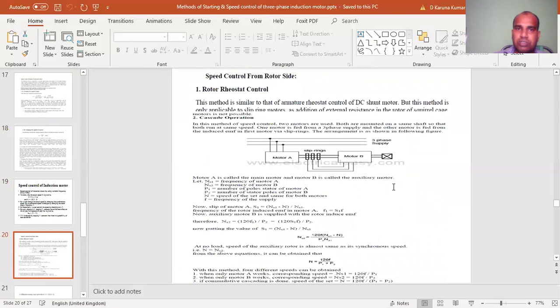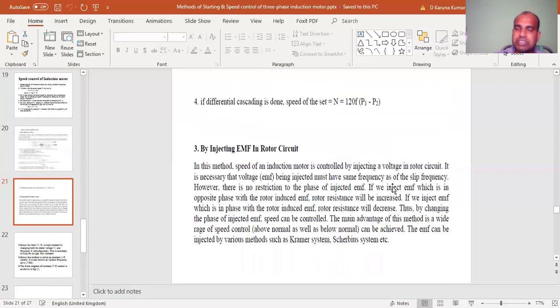Now speed control from the rotor side. The first is the rheostat control method: if you change the rheostat value, the speed also varies. The next one is the cascade method. The cascade operation is a method of speed control where two motors are used, and it is a very costly operation. The last one is by injecting EMF in the rotor circuit. In this method, the speed of an induction motor is controlled by injecting a voltage in the rotor circuit.